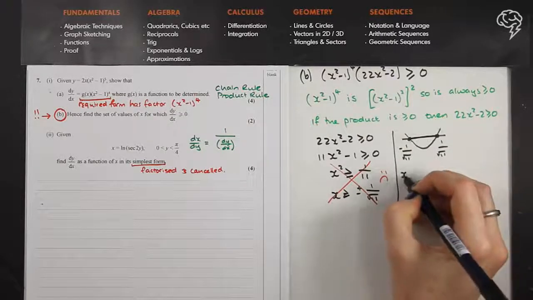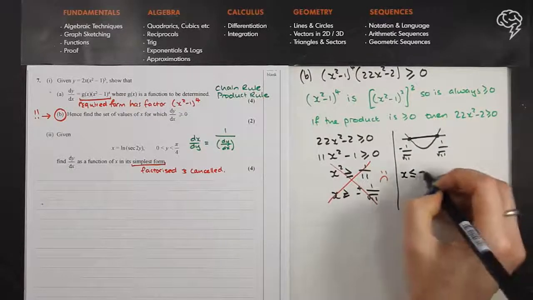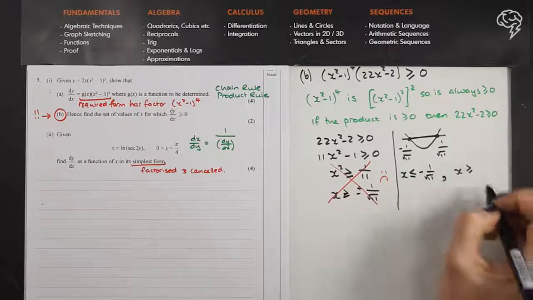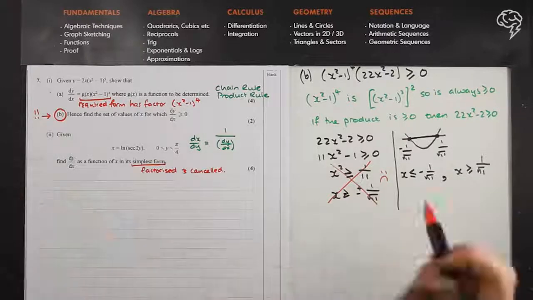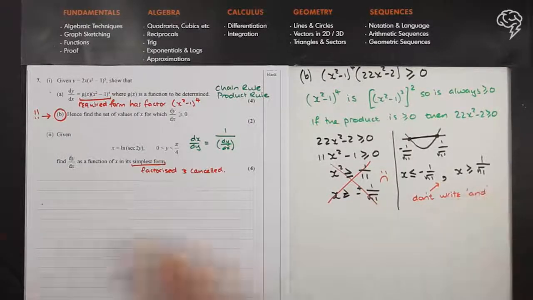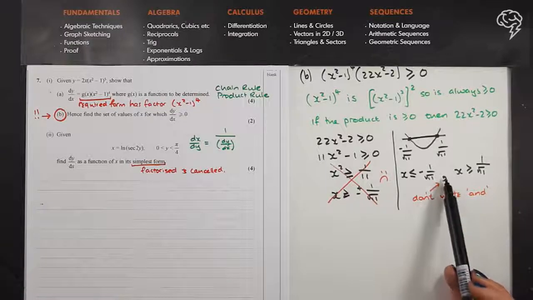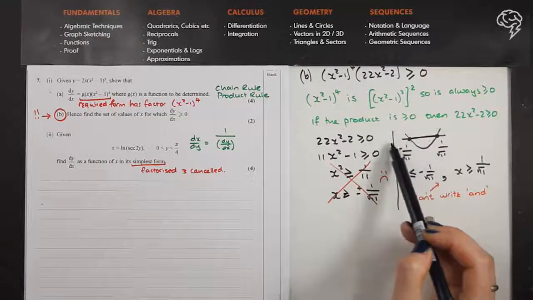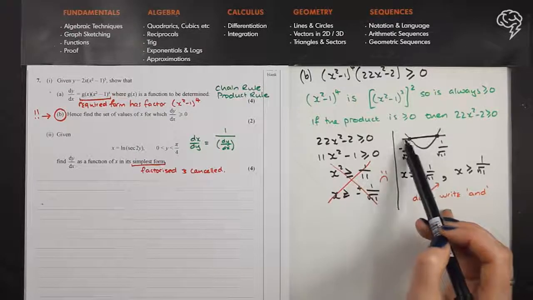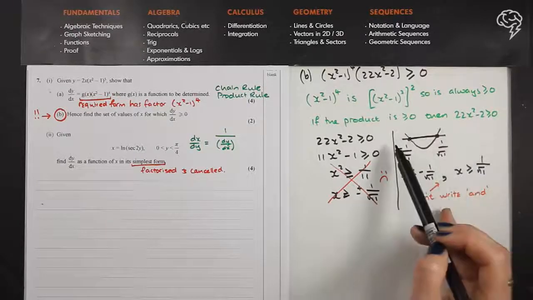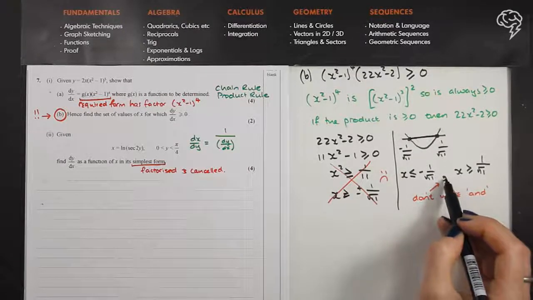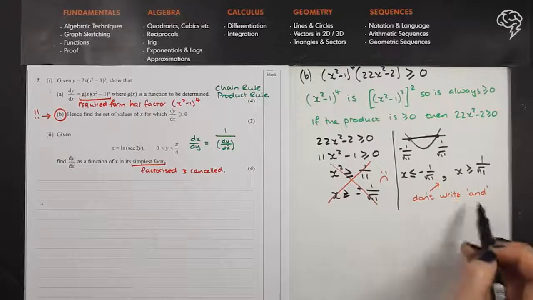So what we want, the x is to the left or equal to minus 1 over root 11, or the x is to the right or equal to 1 over root 11. Don't write and here. If you write and, you're going to lose a mark because x can't be here and as well here. It just can't be. It's either to the left of this one or to the right of that one. It can't be both to the left and to the right at the same time. So this is really important that you use a comma or the word or. You cannot write the word and.